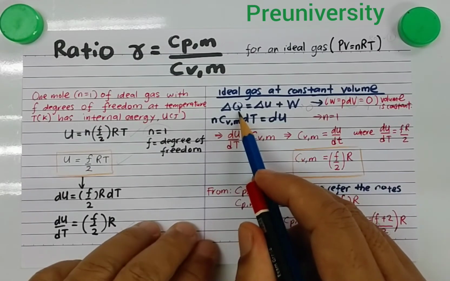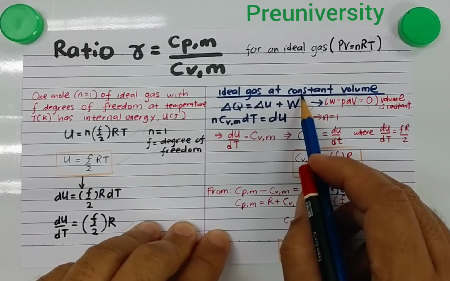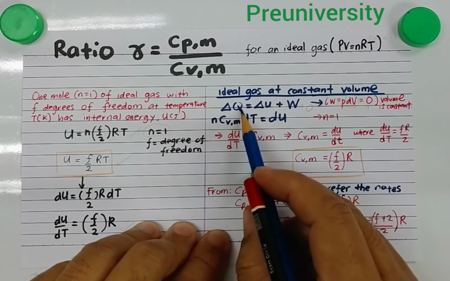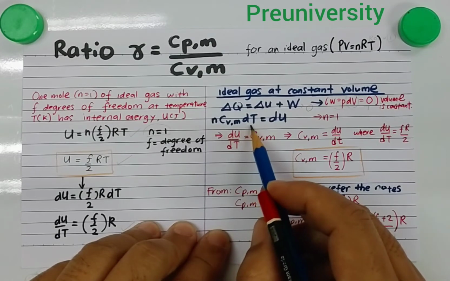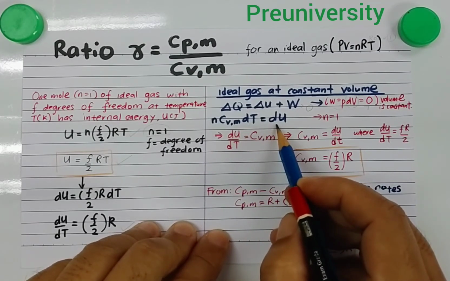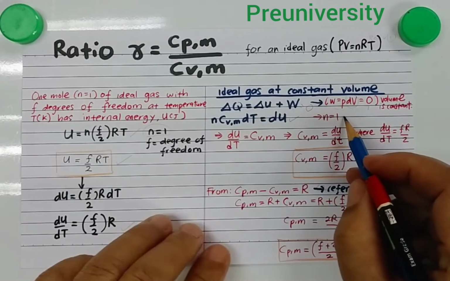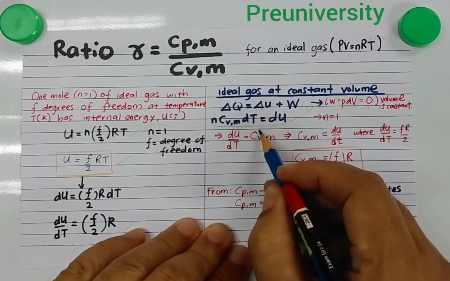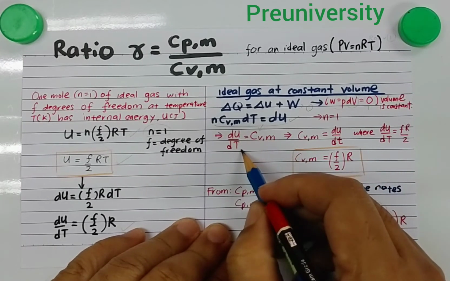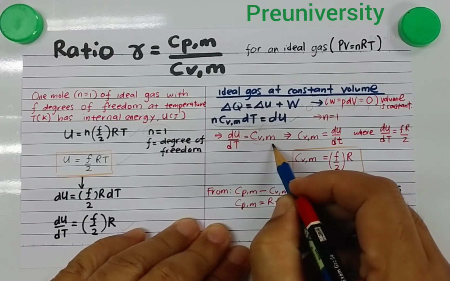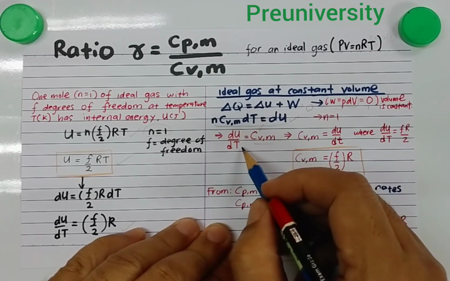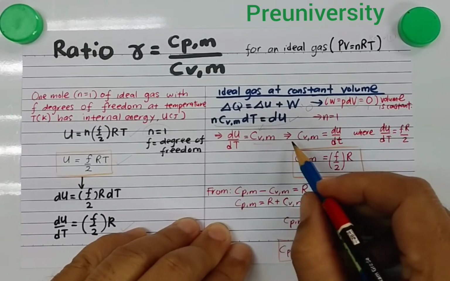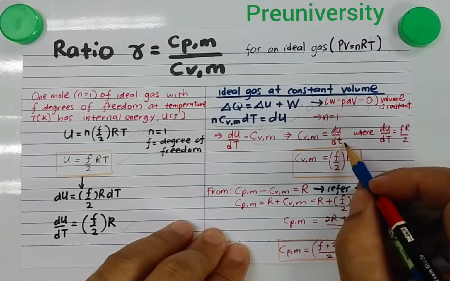Delta Q, because we refer to the constant volume, we can write as nCVM delta T. So delta Q is equal to nCVM delta T, which equals delta U. And because we take the number of moles as 1, from this equation we can write delta U over delta T is equal to CVM. So rearranging this equation, CVM is equal to delta U over delta T.